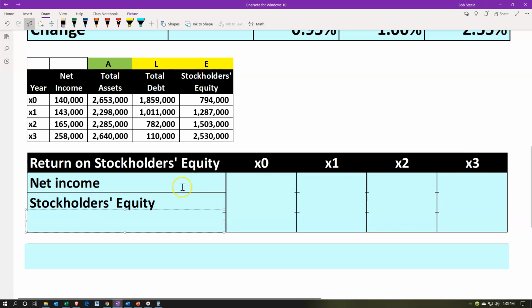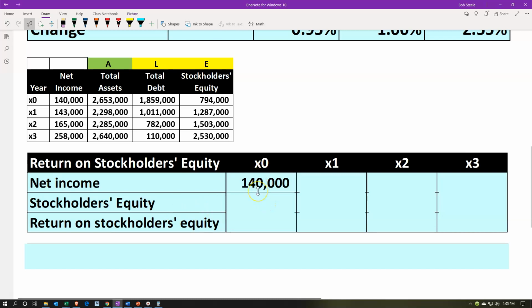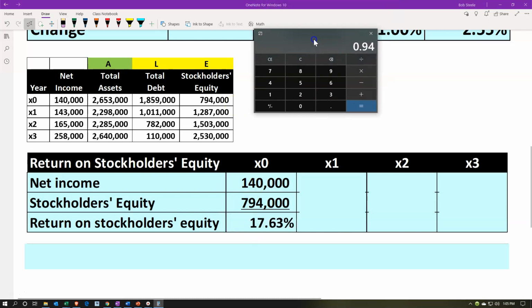So we got net income performance compared to the equity. We're looking at the return on stockholders' equity. So we got the 140,000 divided by the equity, which is the 794,000. So if we divide that out, let's just do it here real quick.